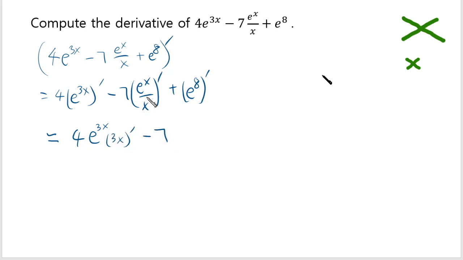Okay, what about this? Well, this is a quotient, right? So you have to use the quotient rule. The top gets differentiated first. The bottom one has to wait its turn. So in the next step, it gets differentiated, right? And then the bottom has to be squared. Okay, what about e to the 8?